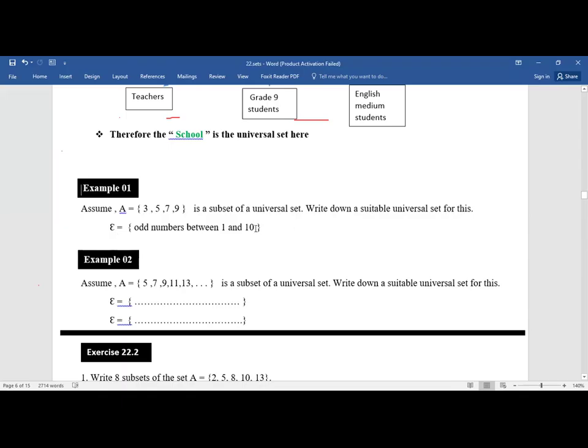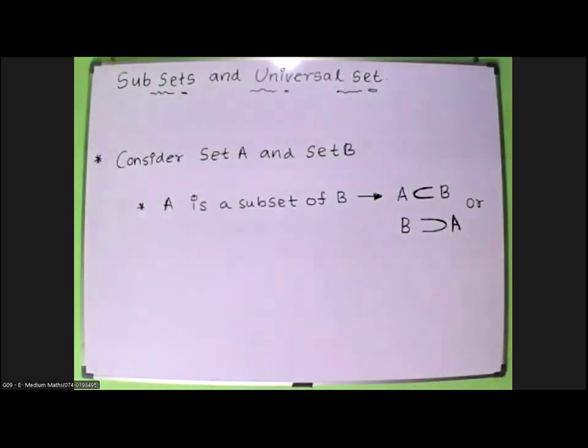So I have written down the answer for that. So you have to write down the answer for example 2. Because when I am explaining, now I am going to stop sharing the screen.